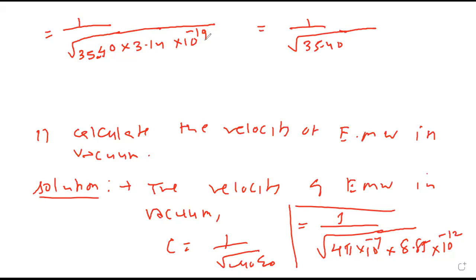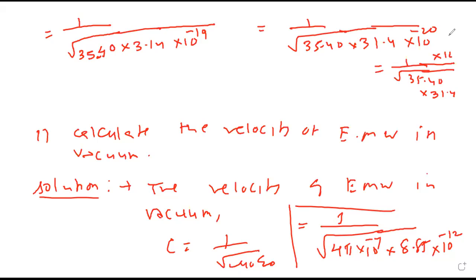It cannot come outside; the power should be a multiple of 2, 4, 6, 8. So I'm making it 10 raised to minus 20. So I take 31.4 here and make this minus 20. That means I have multiplied by 10 and divided by 10. So that will become root of 35.40 into 31.4. 10 raised to minus 20 comes out, minus 10, it goes up, 10 raised to plus 10. Please copy this much.